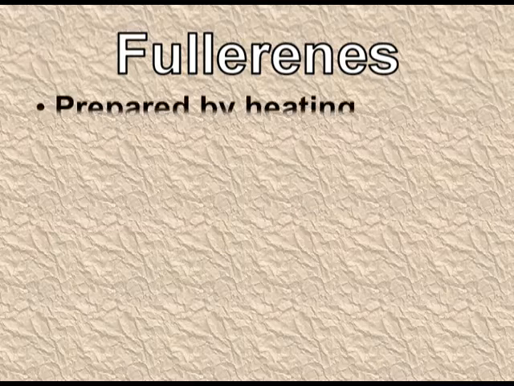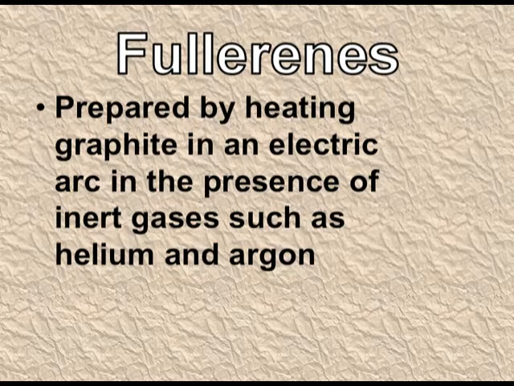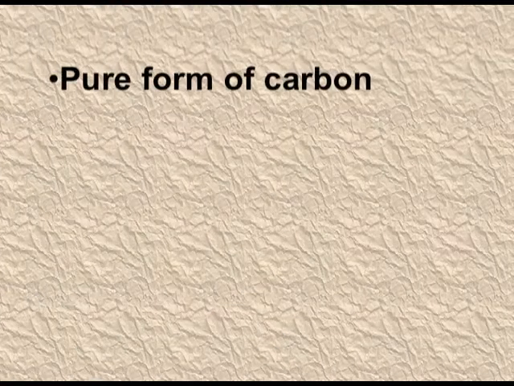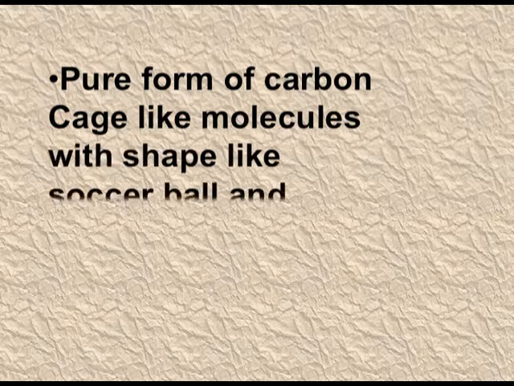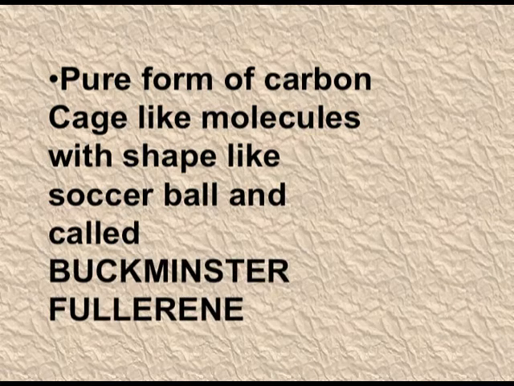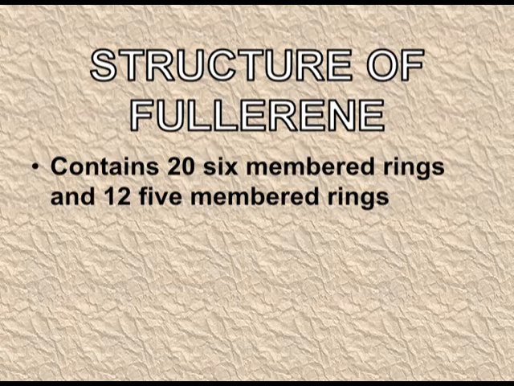Fullerenes are prepared by heating graphite in an electric arc in the presence of inert gases such as helium and argon. They contain 60 to 350 carbon atoms or above. A pure form of carbon, they are cage-like molecules with a shape like a soccer ball, called Buckminster fullerene. Structure of fullerene: it contains 20 6-membered rings and 12 5-membered rings.